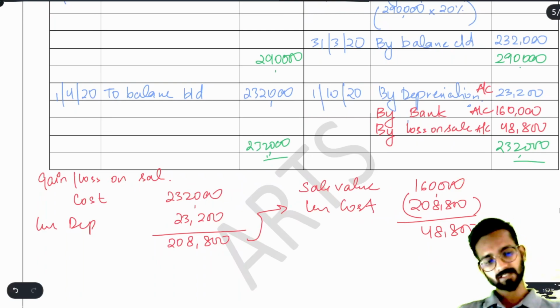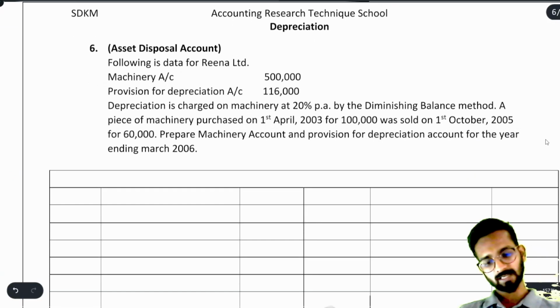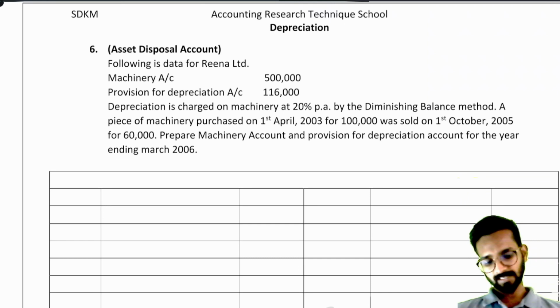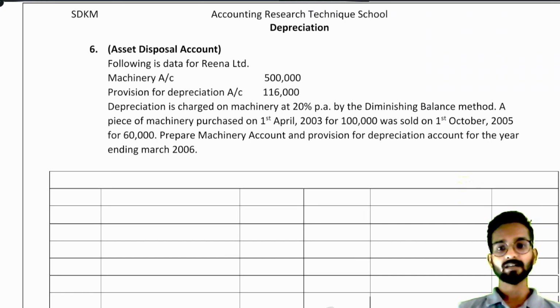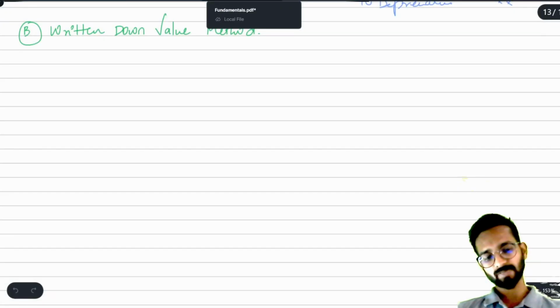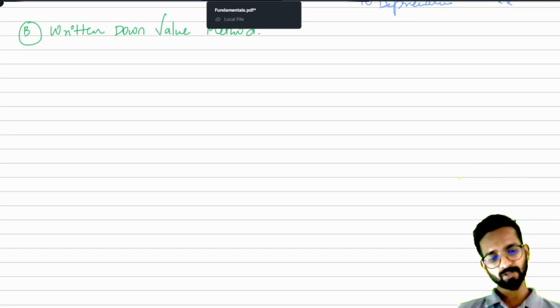Now, the next thing, the last concept we have, is asset disposal account. See, understand. Asset disposal means what? We are selling that particular asset. So we are preparing another account just to get all the information about that. Understand how? We are just breaking the entries, as we have already learned in provision for depreciation also. We just broke the entries. Asset disposal also we will be breaking the entry into two.